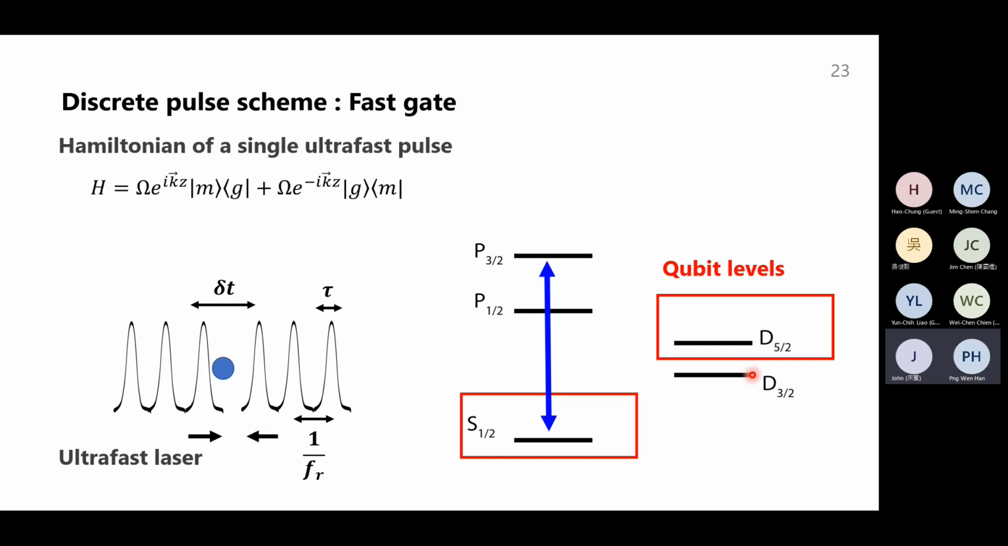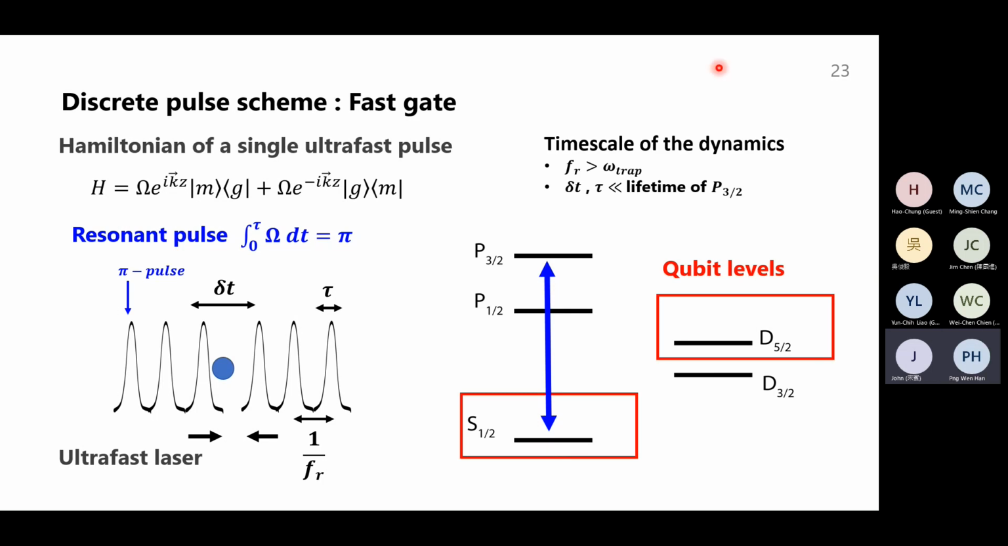And this is what the Hamiltonian looks like. And note that here, each pulse is actually a pi pulse. So a single pulse will drive the ion, if it is initially in the ground state, to the excited state. When it meets another pulse, it will be driven to the ground state again.